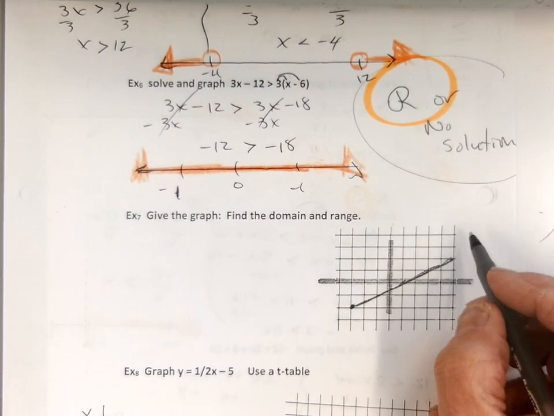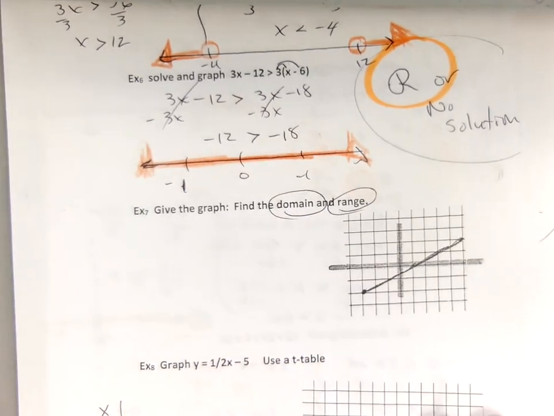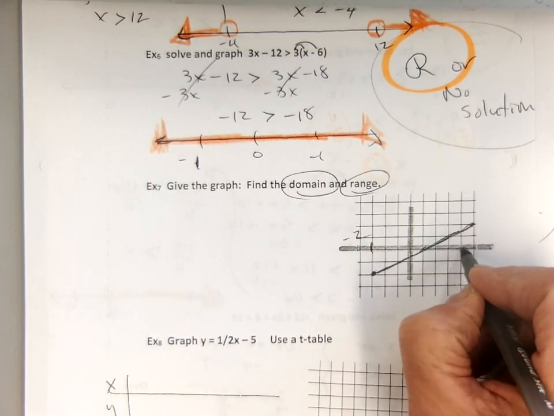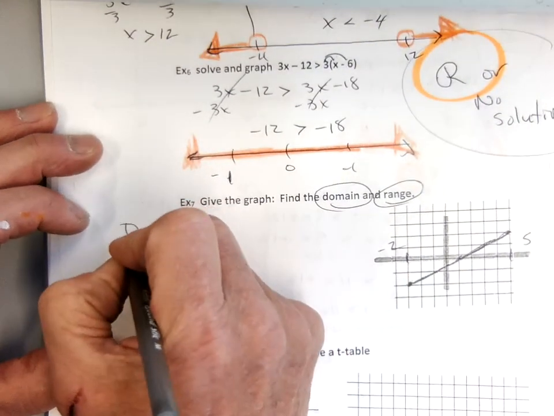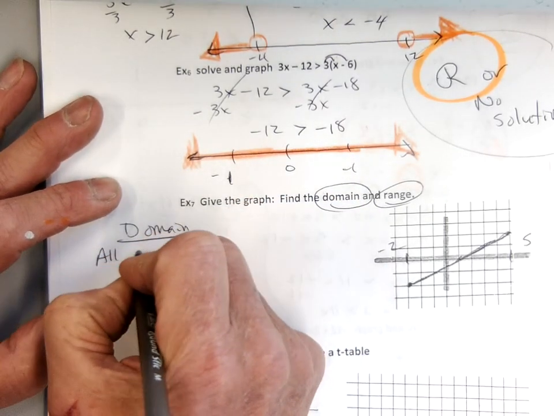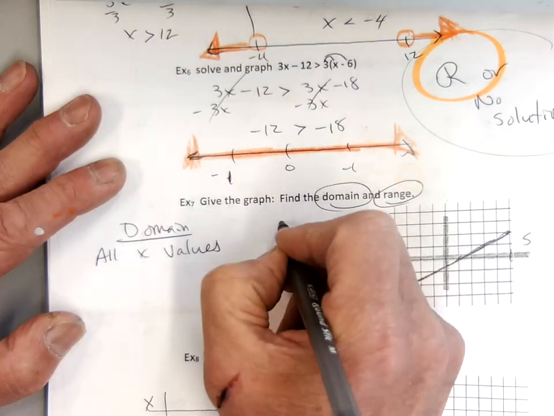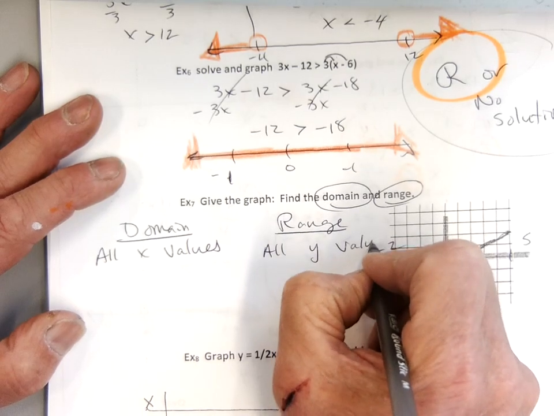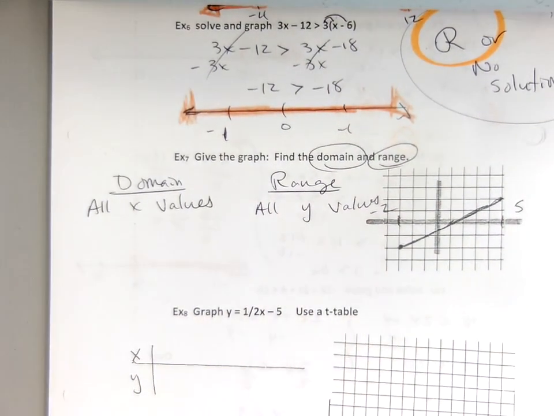Okay, domain and range, right? Let's write this down if you don't remember. Domain: all x values. Range: all y values. Okay? So we know that this line goes from here to here, right?